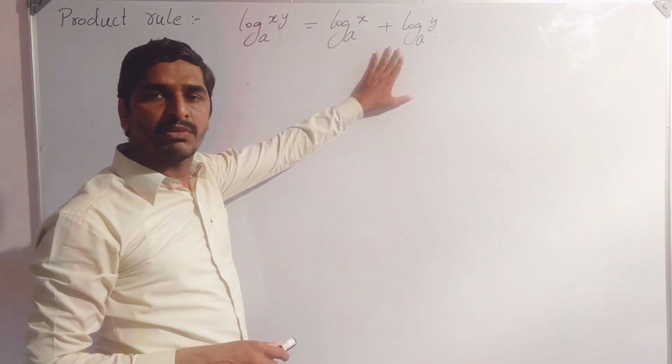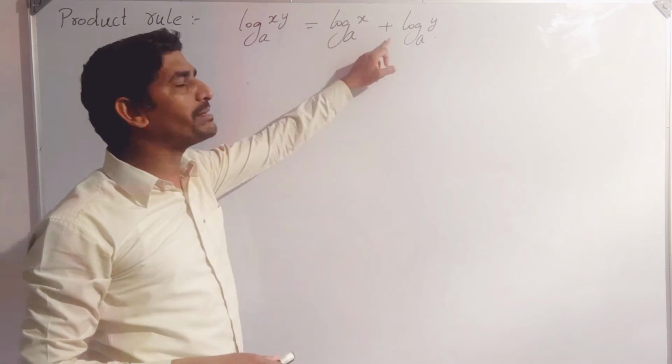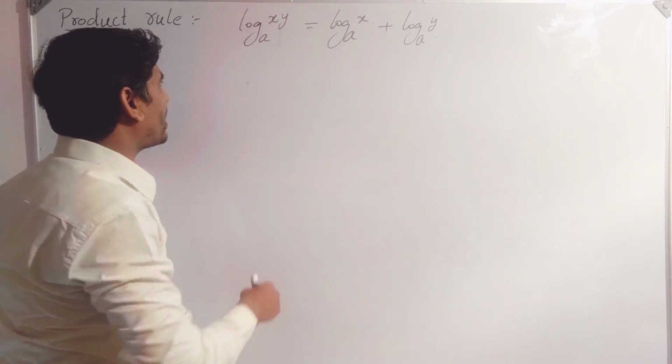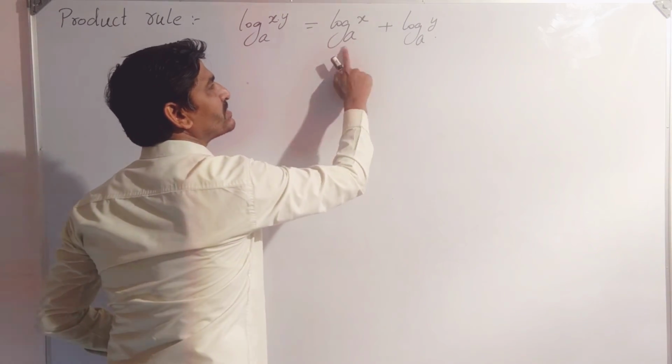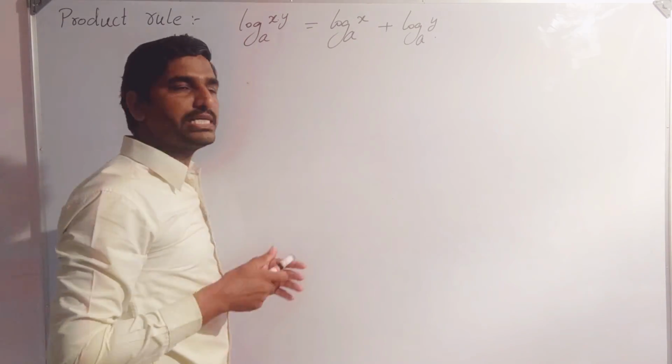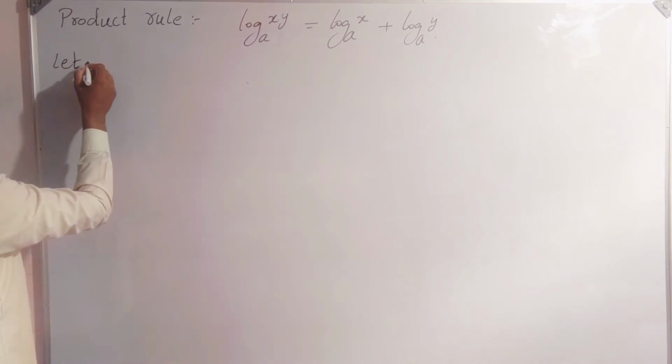Like this we will get. This proof we are going to discuss: how we are getting multiplication becomes addition. The logarithm of the product of the numbers is the sum of the logarithms. Simple. How is it? So let it be. We know some conditions.